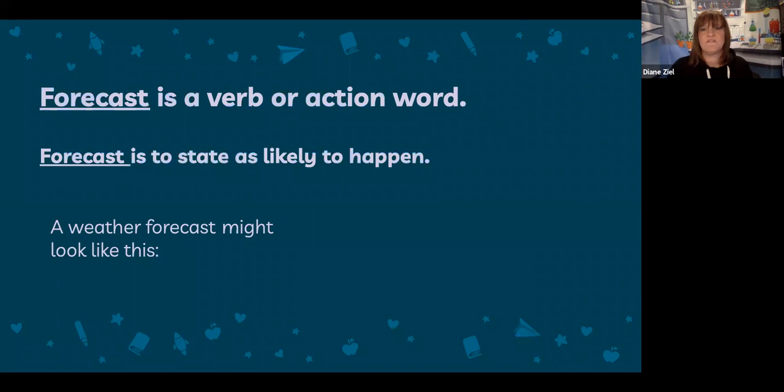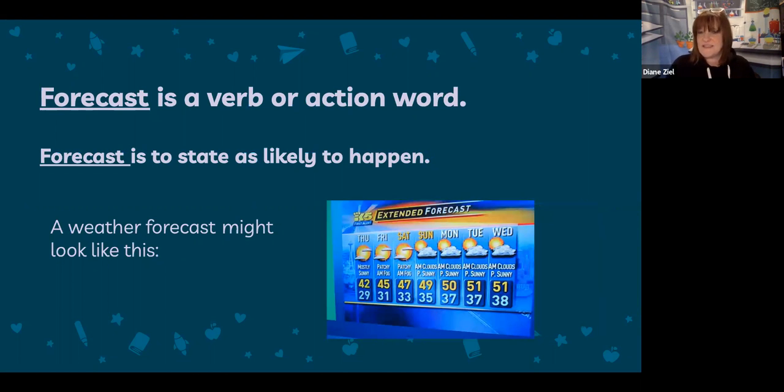Forecast. Forecast is a verb or an action word. It's something that you can do. When you forecast, you state what is likely to happen. So in other words, you're saying what's probably going to happen in the future, but you use some information to make that forecast. So a weather forecast might look like this. And you may have seen this also on the news. So they'll predict what the weather is going to be like and make a forecast for the week, showing what the sky will look like, what the temperature might be, what the high temperature and low temperature will be. This is a weather forecast.